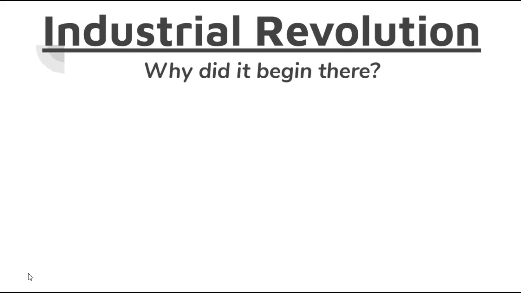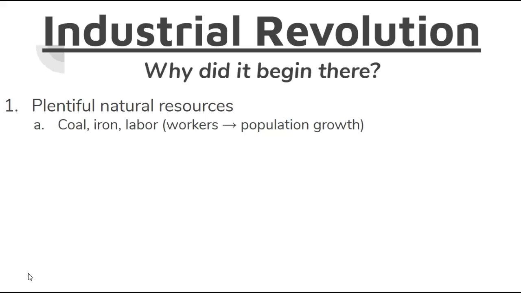Why not places like Italy, where the Renaissance started, or Spain, which had its own golden century and its own kind of version of the Renaissance? Well, the reason why it starts in Britain is because, one, they had many natural resources. They had coal, they had iron, and they had people who were able and willing to work. This new resource of labor came from population growth. There were more people who could do the jobs necessary to fuel the Industrial Revolution.